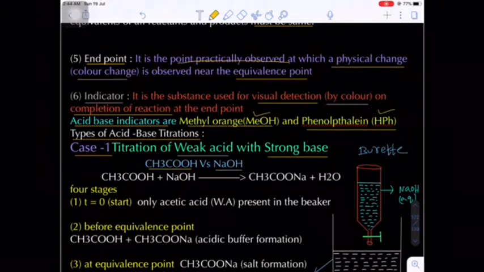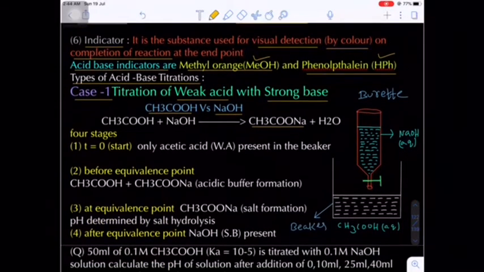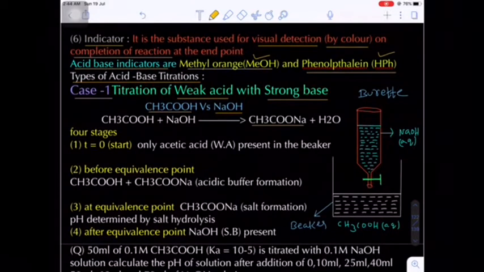Weak acid with a strong base. Generally, the well-known example of a weak acid is acetic acid, and the well-known example of a strong base is sodium hydroxide. The reaction between acetic acid and sodium hydroxide will give sodium acetate, CH3COONa, and H2O.